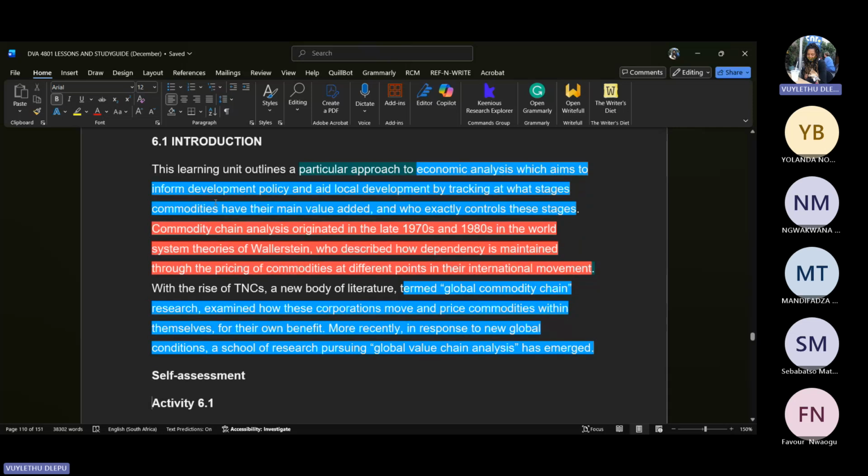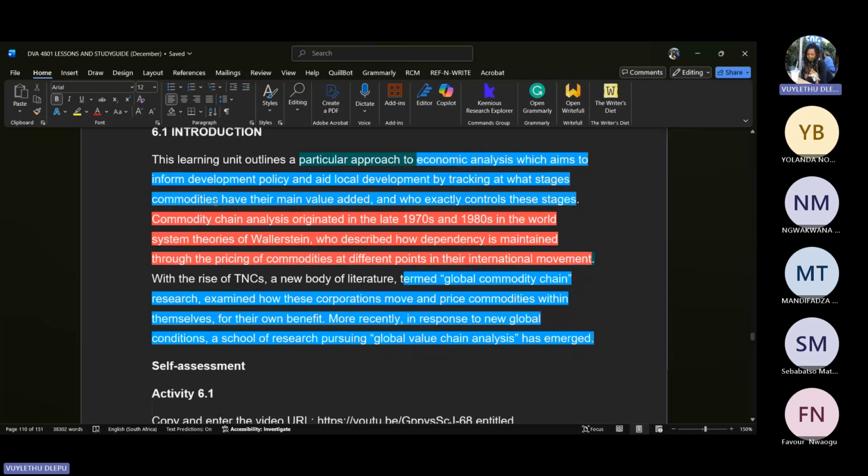With the rise of TNCs, a new body of literature termed global commodity chain research examined how these corporations move and price commodities within themselves for their own benefit. More recently, in response to new global conditions, a school of research pursuing global value chain analysis has emerged.